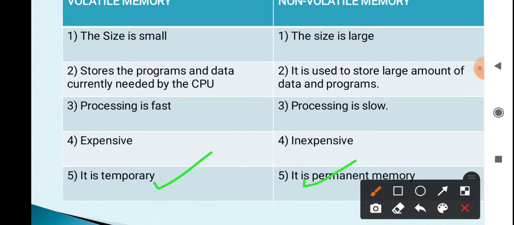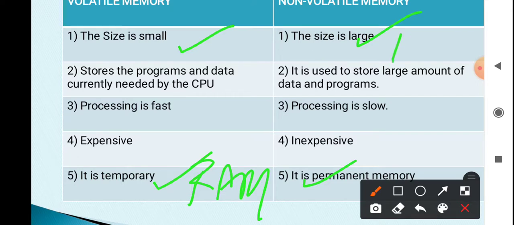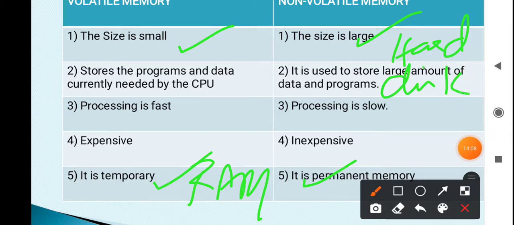Once it is fixed, even if there are power fluctuations, the data which is stored in the computer will be saved. But volatile memory like RAM will not save the data whenever a power fluctuation happens in the computer. Okay, but the volatile memory size is small, and the non-volatile memory size is large. For example, if you take a hard disk, the size of the hard disk will be more, but the RAM size is small.